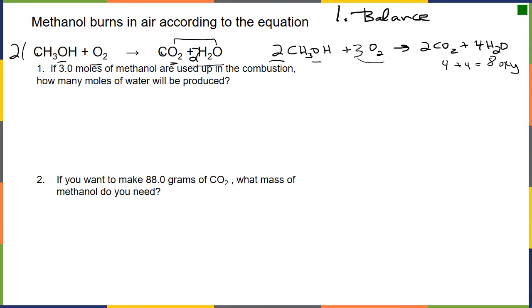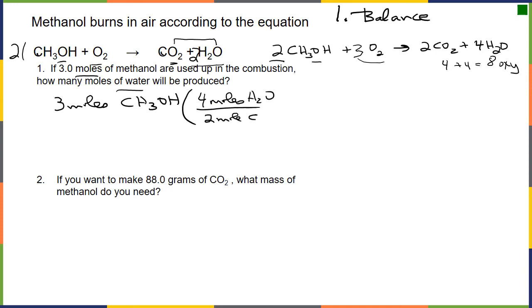So, step 1, balance. Now we're just going to go straight from moles to moles. We know if we go from moles of one into moles of the other, we just use our balanced equation. So if I have 3 moles of methanol used up in the combustion, how many moles of water will be produced? Well, I know my ratio here is 4 moles of water for every 2 moles of methanol. And if I divide this through by 2, I'm going to get a total of 6 moles of water. I'm going to make twice as much water in terms of moles as the amount of methanol that I begin with. That's going to be our moles.